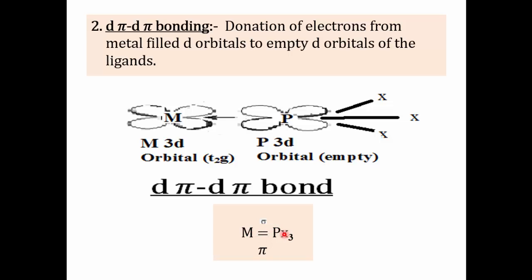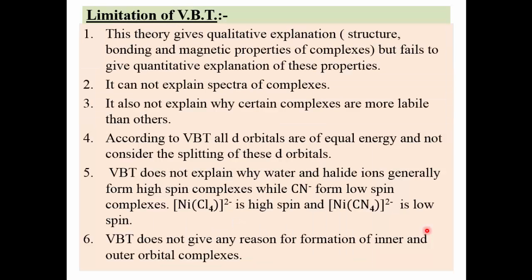How it is formed? A filled orbital of phosphorus overlaps with empty orbital of metal. There is formation of sigma bond. Along with this sigma bond, metal's filled d orbital overlaps with empty d orbital of phosphorus. There is formation of pi bond, which increases the strength of the bond.